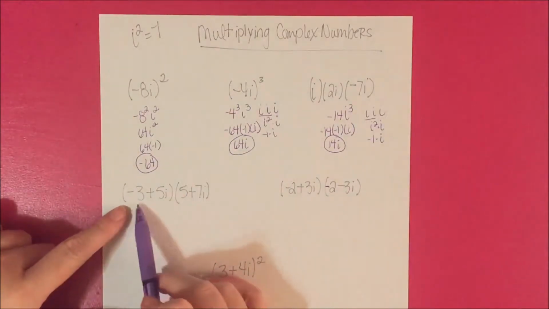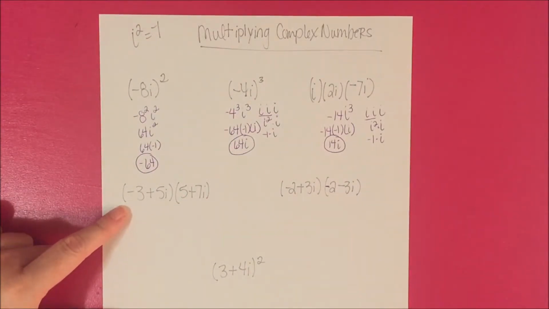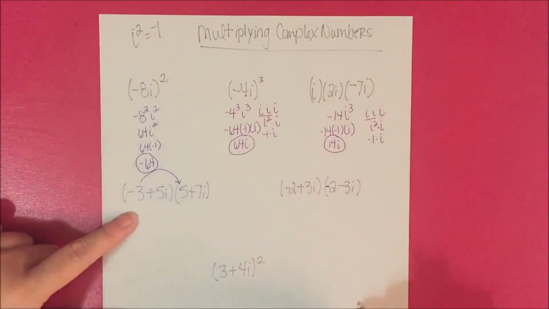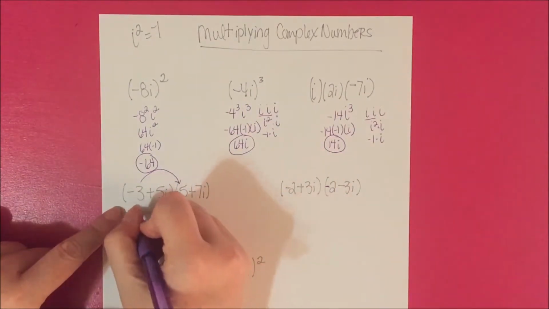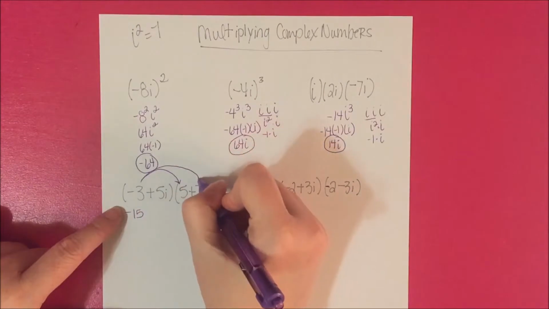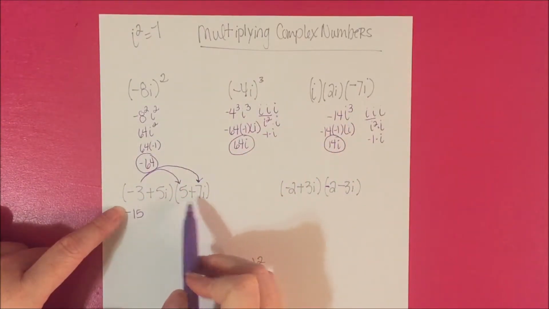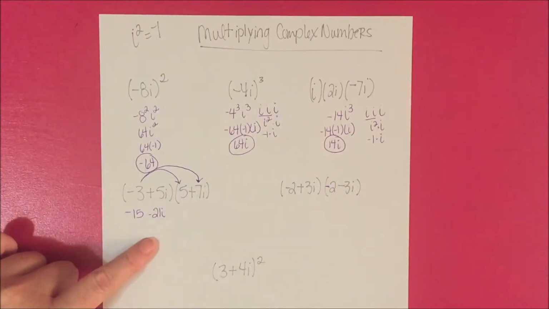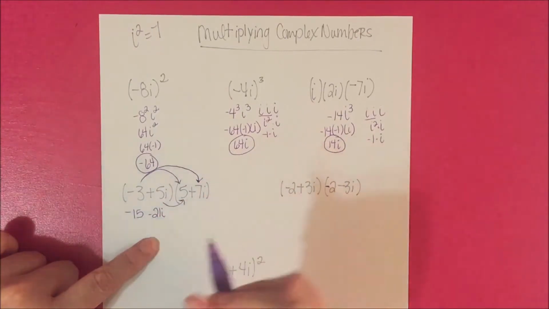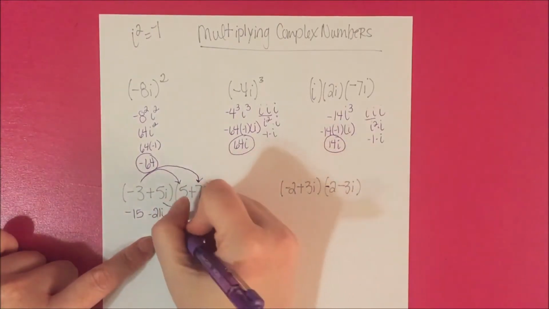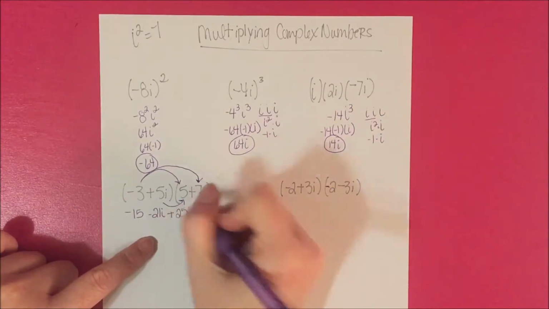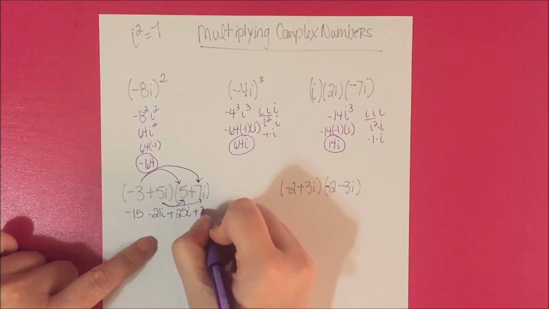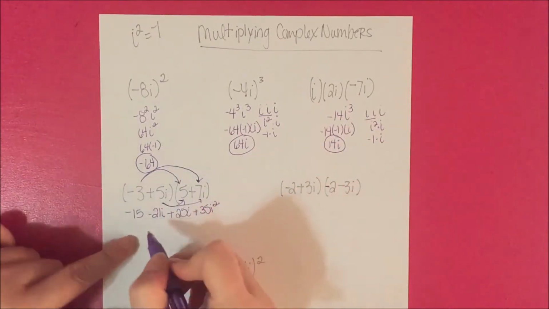And now down here, when you get to these guys, you have to FOIL them. So we're going to do first times first. So 3 times -5 is going to get me -15. Outside is going to get me -3 times 7, which is going to get me -21i. Basically, the i is just going to kind of come along for a minute. 5i times 5 is going to get me plus 25i. 5i times 7i is going to get me plus 35i squared.